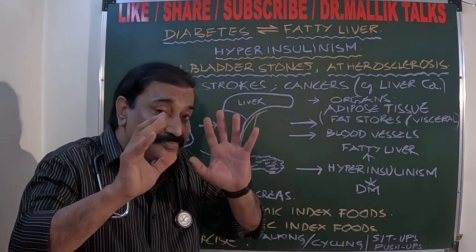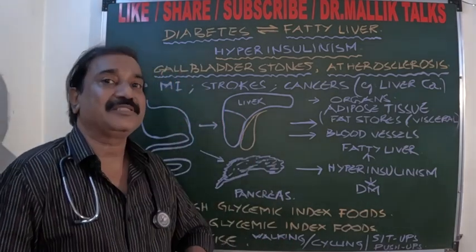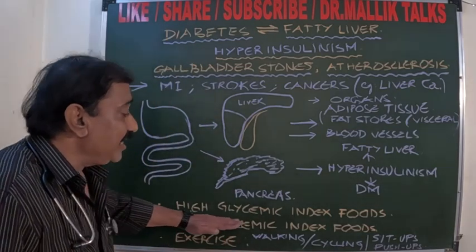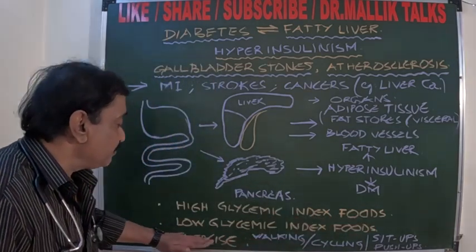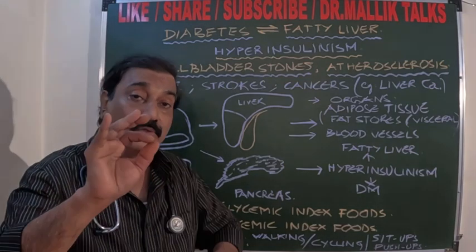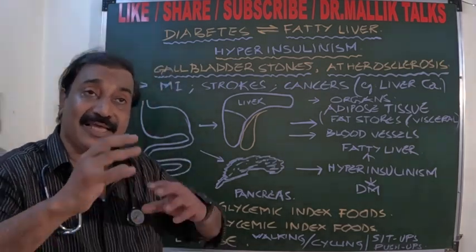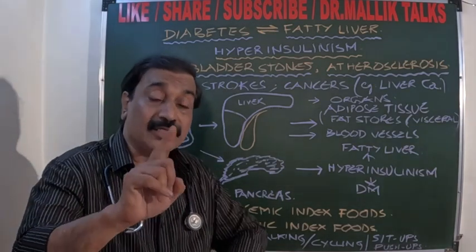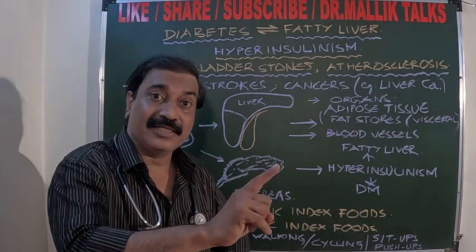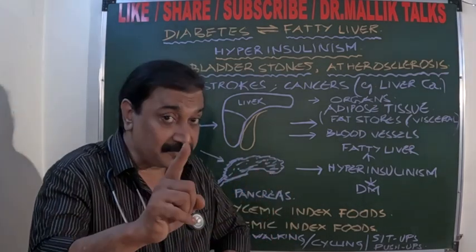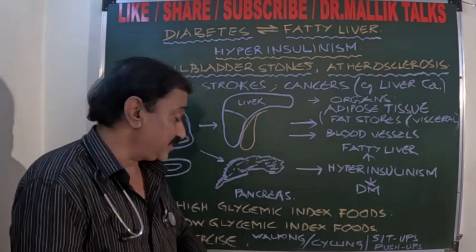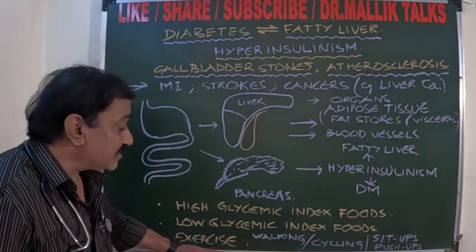Okay, so we eat two types of food, basically. One is high glycemic index foods, the other is low glycemic index foods. Here again I stress, what are you supposed to do? 80% of your health depends on your food, 20% on your exercise. So please, exercise is a must.